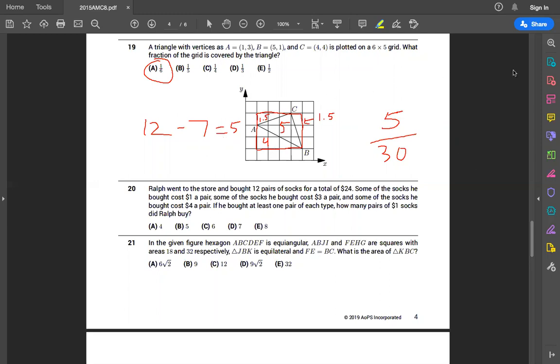Okay, any questions about this question? I'll leave this up while I do the next one.